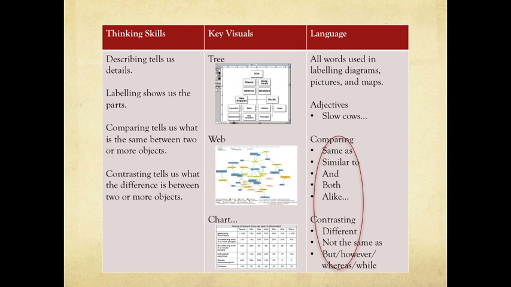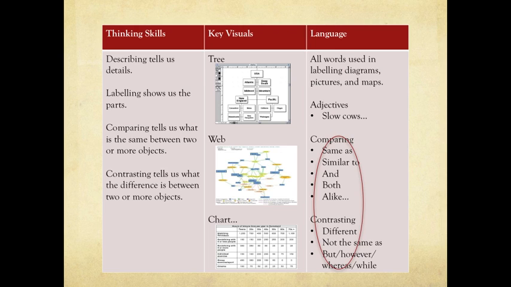Okay. Here we have the thinking skills, key visuals, and language for description. The thinking skills we need for description include describing, which tells us the details, and labeling, which shows us the parts. Comparing tells us what is the same between 2 or more objects, and contrasting tells us what the differences are between 2 or more objects. So through these 4 ways, we can think of description.